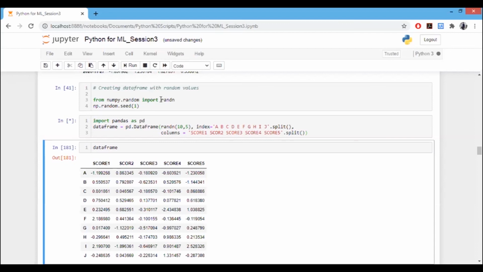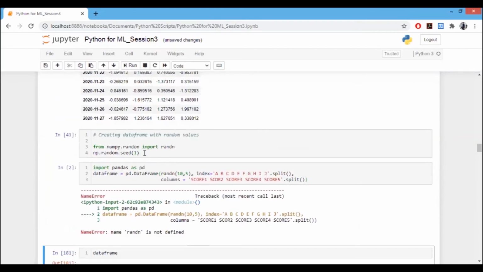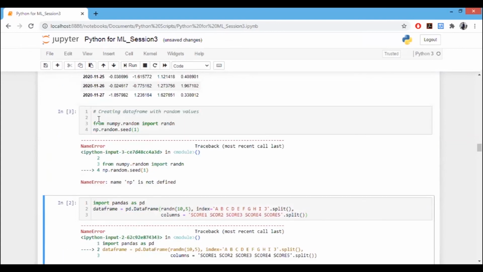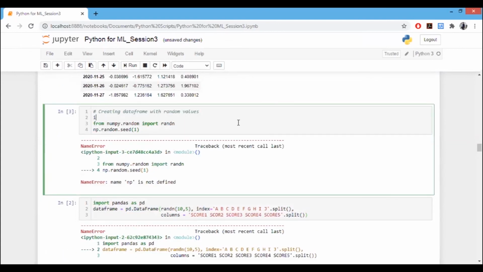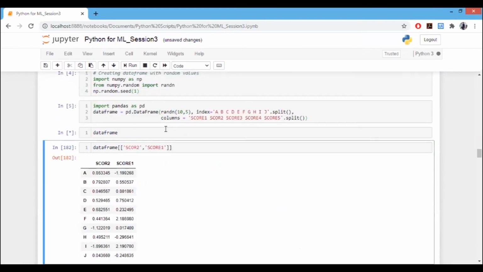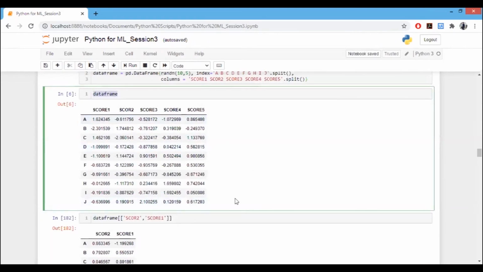So your Jupyter notebooks are always pretty much volatile. If you start a new session, your kernel forgets about everything that you ran previously, so you have to rerun things again. So I'm not importing the libraries. Okay, yes, now it's created. So if I print my data frame here, I see this.